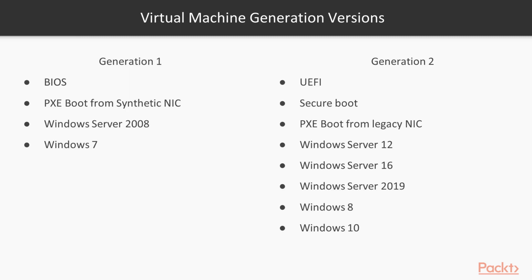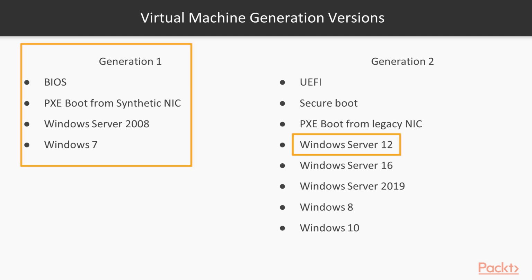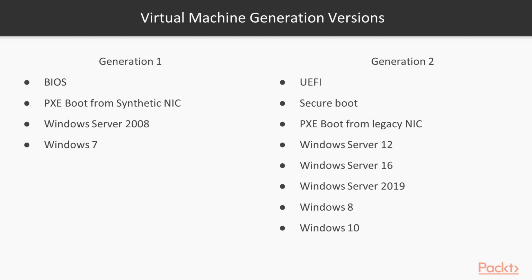Virtual machine generation versions were introduced with Windows Server 2012 R2. Prior to that, there was only one version. The introduction of a new virtual machine generation version was needed in order to support the features shown here. Probably the most important feature is UEFI firmware support, which replaces BIOS. Using UEFI, virtual machines can experience faster startup and also support for secure boot.